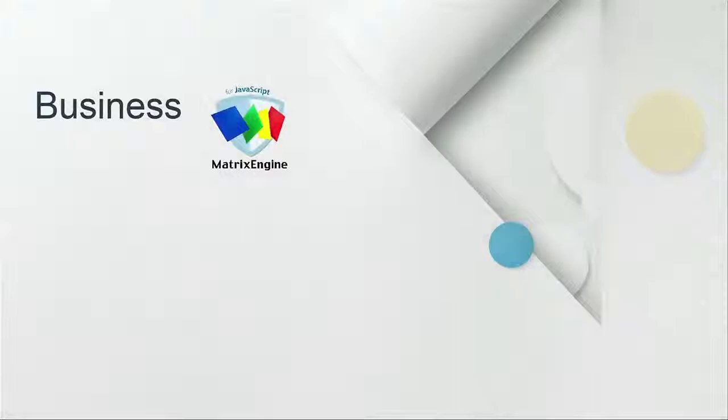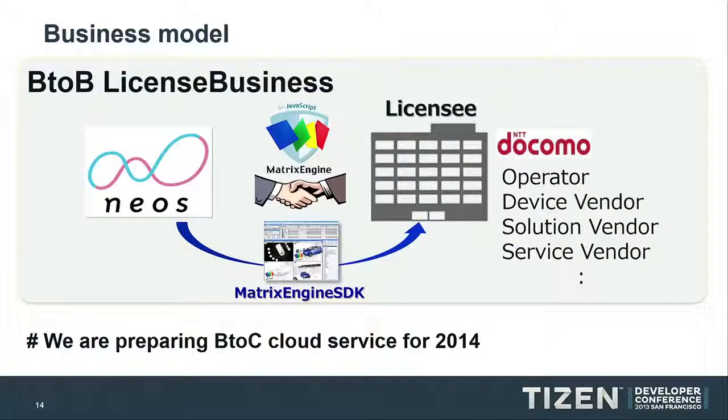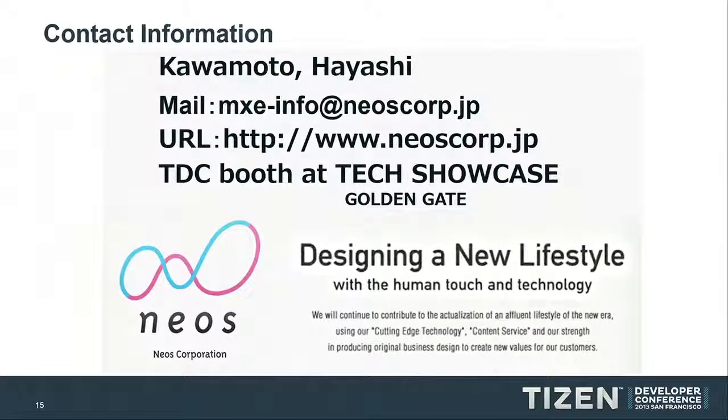Briefly, let me add an explanation about our business with MatrixEngine. We already have a B2B contract with NTT Docomo in Japan. We believe this is a very good opportunity with MatrixEngine now, and we are looking forward to making good meetings here in the United States. We are preparing a B2C cloud business with MatrixEngine in 2014, next year. And this is the contact information, but I have about 10 minutes left. Then let me show you our authoring tool, the MatrixEngine SDK demo, as long as time allows.